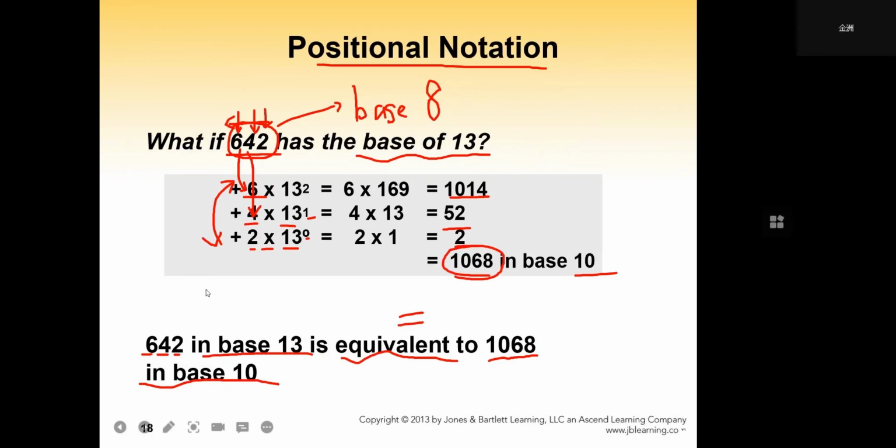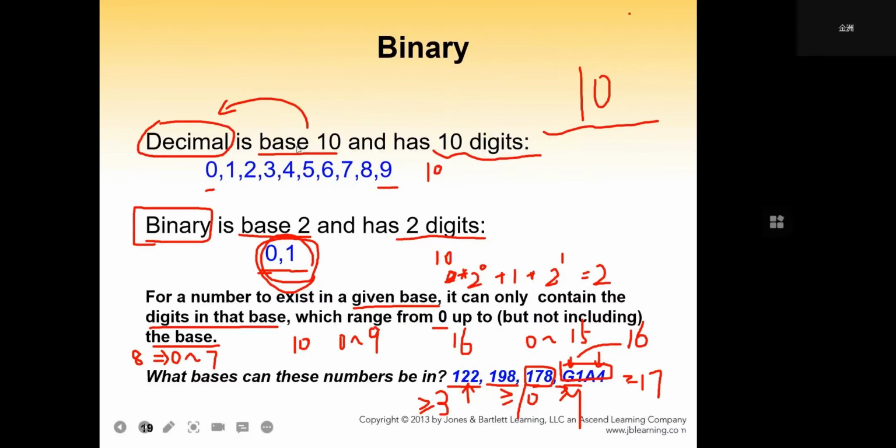Okay, so do you know how to do this calculation using this positional notation? In decimal it is base 10 and we have 10 digits from 0 to 9. In binary it is base 2, so we have 2 digits, 0 and 1. So we can conclude that for a number to exist in a given base, it can only contain the digits in that base, which range from 0 up to, but not including, the base. Smaller than, but not including, the base.